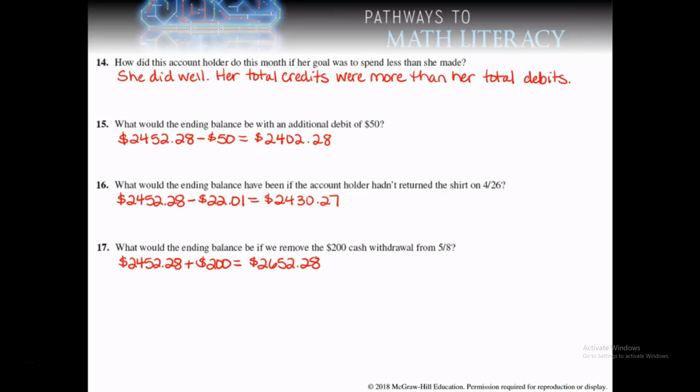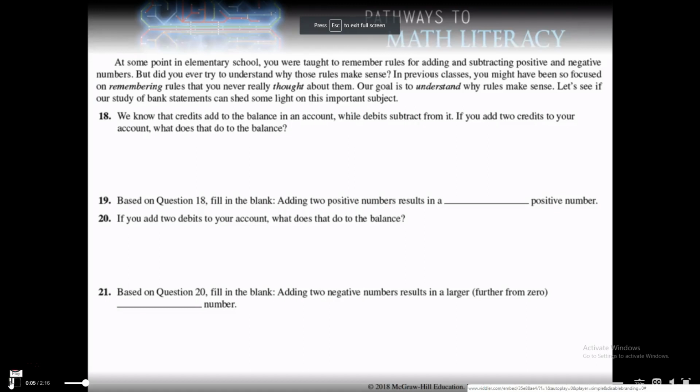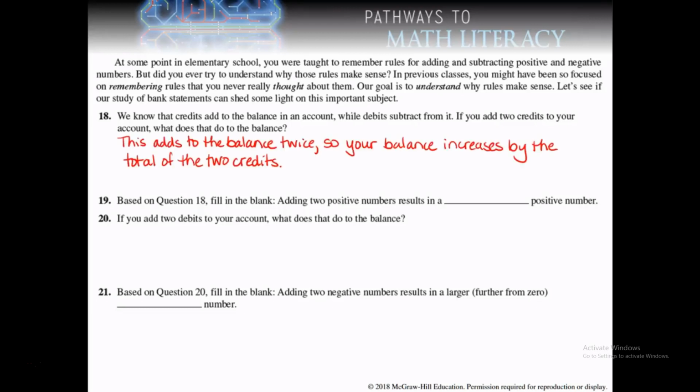Here we're going to start summarizing what happens when you add and subtract positive and negative numbers. In 18, we know that credits add to the balance and debits subtract. What happens if you add 2 credits to your account? Well, those are both adding, so you would add even more, and your balance would actually go up by the total of the two credits. So in 19, that tells us that adding two positive numbers results in a larger positive number.